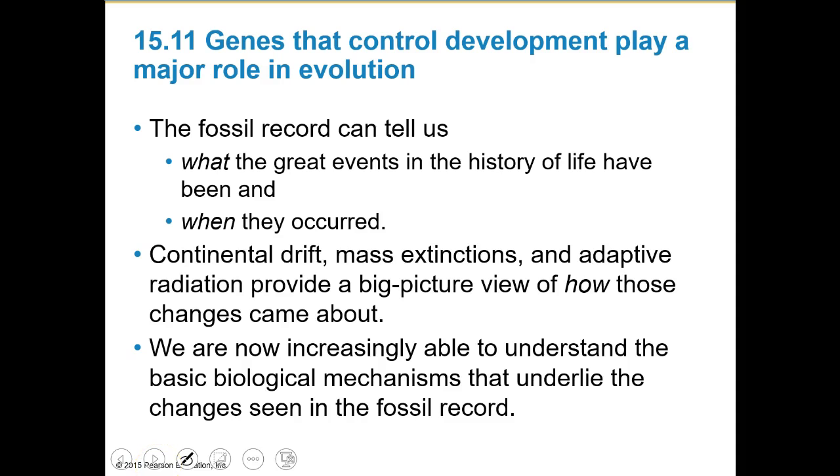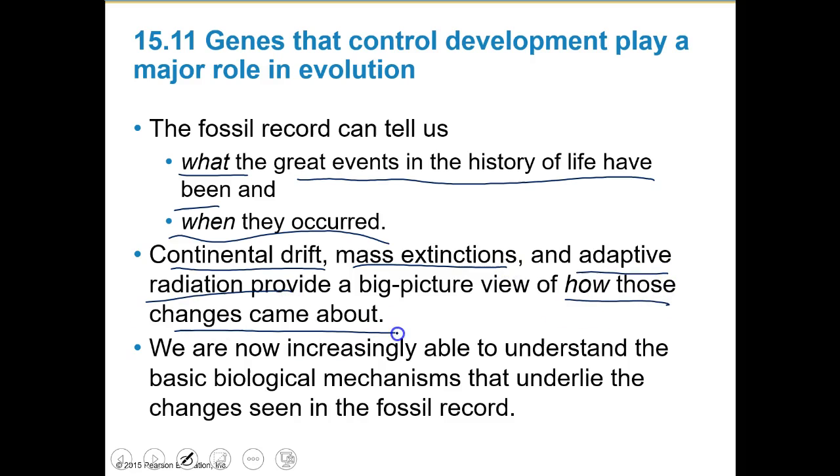Okay, so the fossil record can tell us a couple of things. It tells us what great events in the history of life have been and when they occurred. We've got continental drift, mass extinctions, and adaptive radiations, and those provide a big picture of how those changes came about. We're now increasingly able to understand the basic biological mechanisms that underlie the changes we see in the fossil record, so we can actually explain the fossil record that we see.